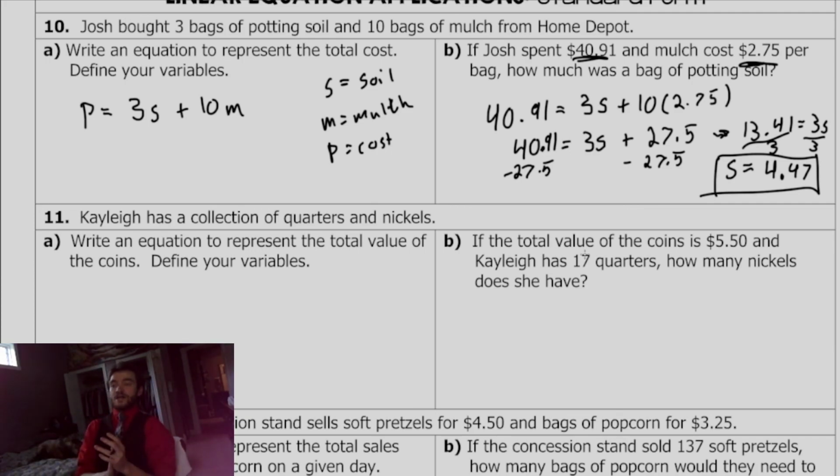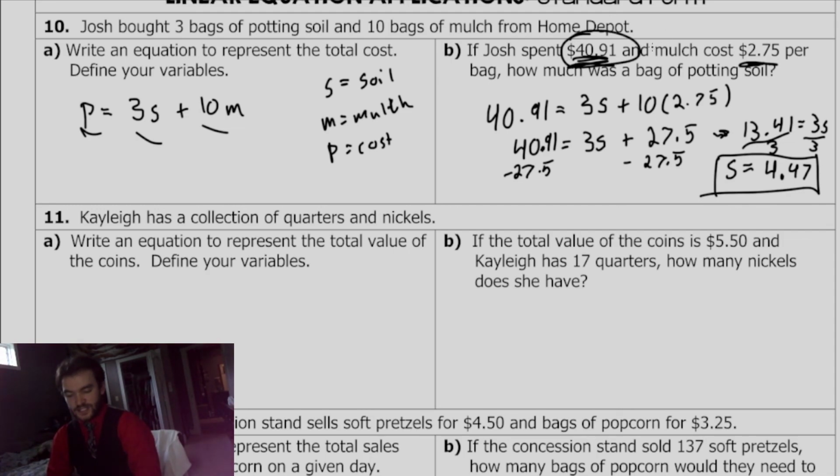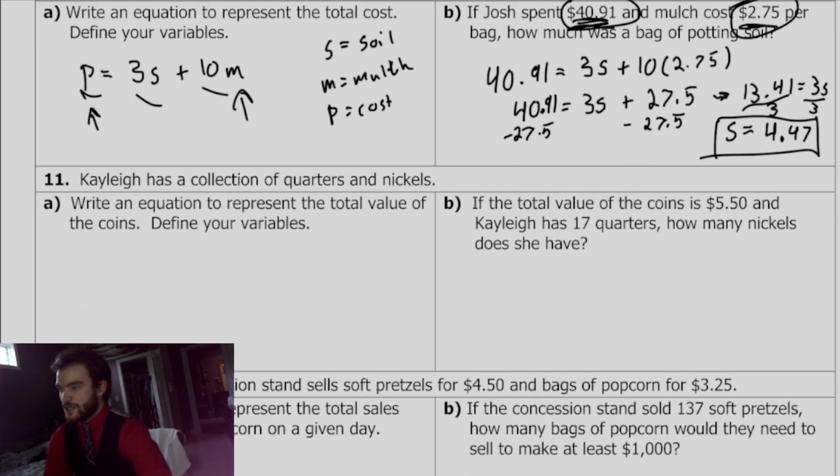Maybe we can get one more in. But yeah, okay, so all I did there was basically just figure out an equation, so P equals 3S plus 10M. And then I just used the information that they give me, right? I know how much he spent, $40.91, so I plug that into right here. I know how much each mulch costs, so I plug that into right here. Simple as that.